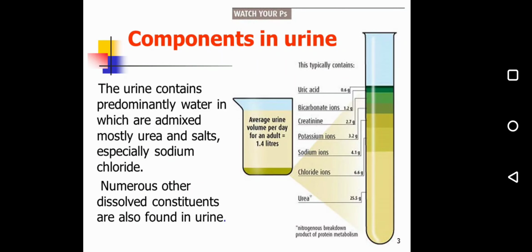Urine contains predominantly water in which are mixed mostly urea and salt, especially sodium chloride. Numerous other dissolved constituents such as uric acid and creatinine are also found in urine.